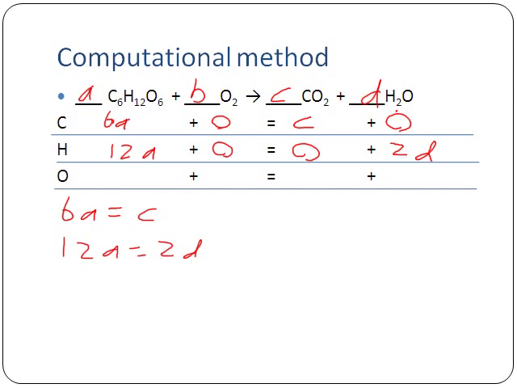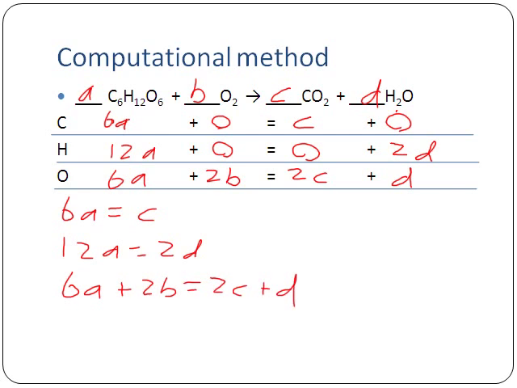For our next one, we have a total of 6A oxygens right here plus 2B oxygens right there. Over on our right side, we have a total of 2C oxygens right here, and a total of D oxygens right here. And so we have a much more complex equation here: 6A plus 2B gives us 2C plus D. So we're looking for our values for A, B, C, and D.